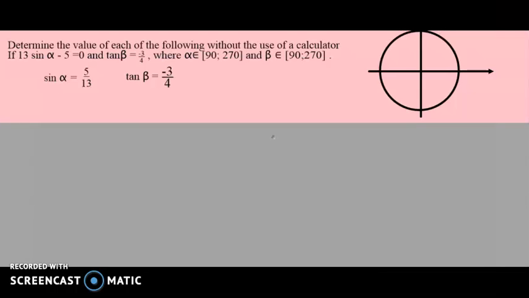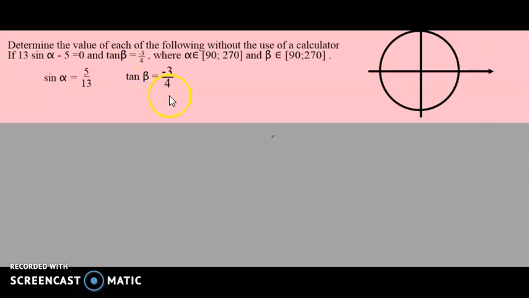So the first thing I do here is I write sine of alpha in the form of a ratio in order to express that this is a y value over r value. Now that I have that, I say to myself, where is sine positive? First quadrant or the second quadrant? But it says alpha is an element of 90 degrees to 270 degrees. So the only place that sine will be positive is in the second quadrant.